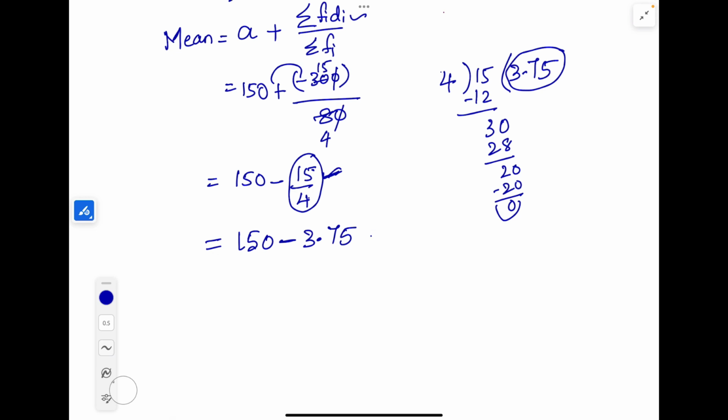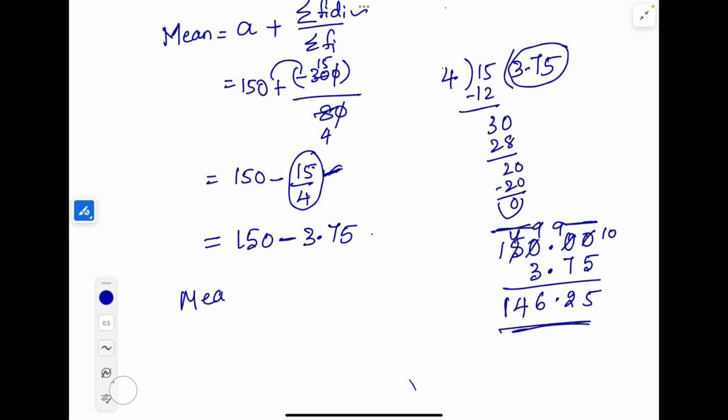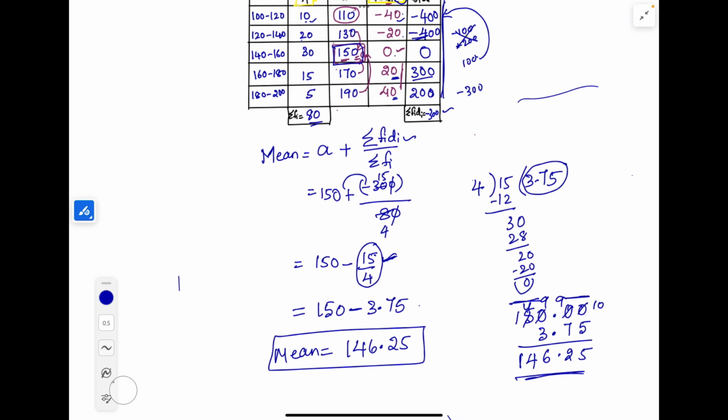Most of the students will make a mistake here. Till here they will be doing fine. In the final answer they will make a mistake because they still have confusion subtracting a decimal number from a whole number. So whenever you are subtracting, beta, you put 150.00. This is the whole number part, this is the decimal part. Okay, so here 3.75. 10 minus 5 is 5, 9 minus 7 is 2, 4 and 1. So the mean will be equal to 146.25.